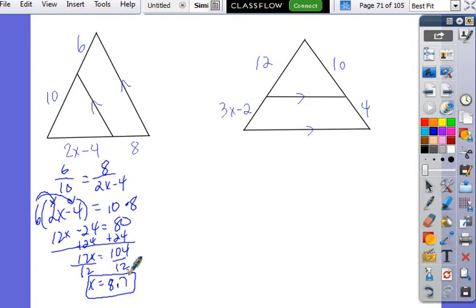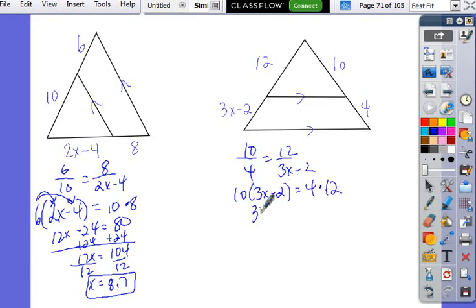All right, give me the fraction for this. 10 over 4 equals 12 over 3x minus 2. Do your cross multiplying, so 10 times 3x minus 2 equals 4 times 12. 30x minus 20 equals 48. Add the 20. 30x equals 68. X equals 2.3.